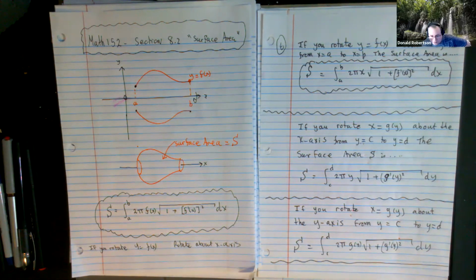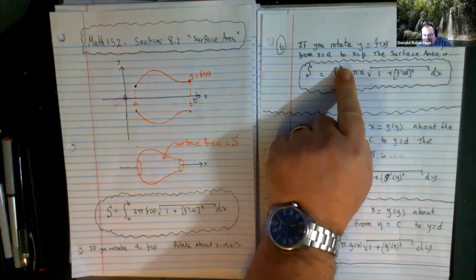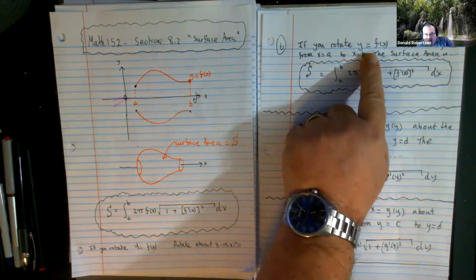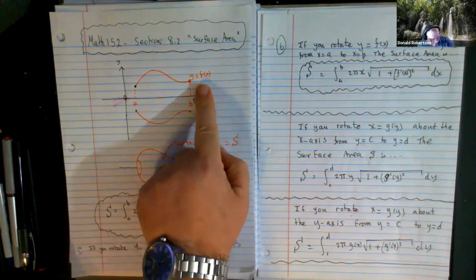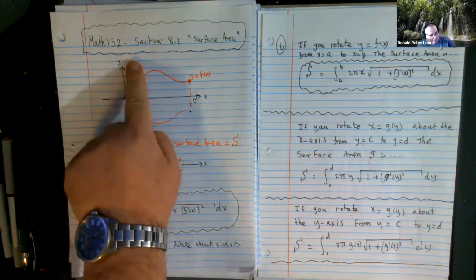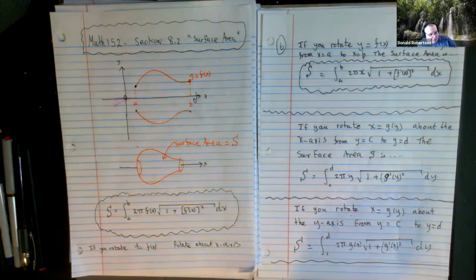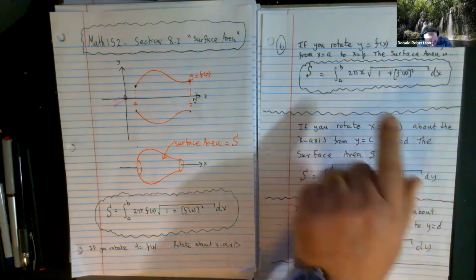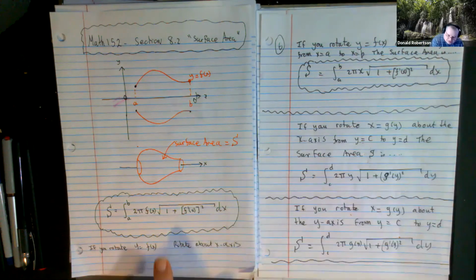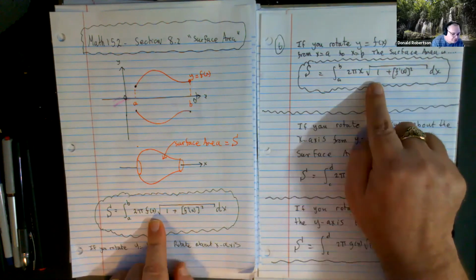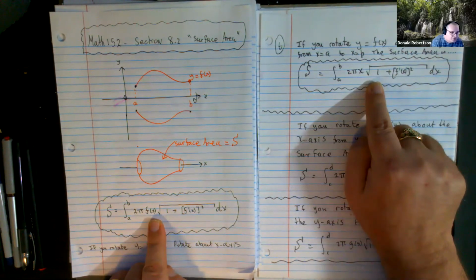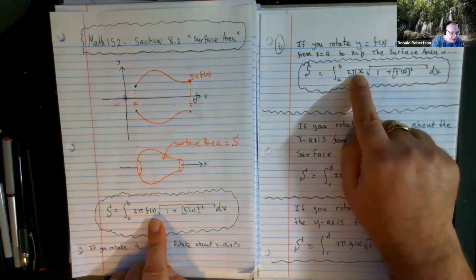Well, here are some more situations. If you want to take the function y equals f of x, but you want to rotate it about the y-axis, the surface area is given by this formula. Now, if you look at this one and you look at this one, do you see they're almost identical? So 90% of the work's going to be the same. Do you see the only difference is 2 pi x and not 2 pi f of x?